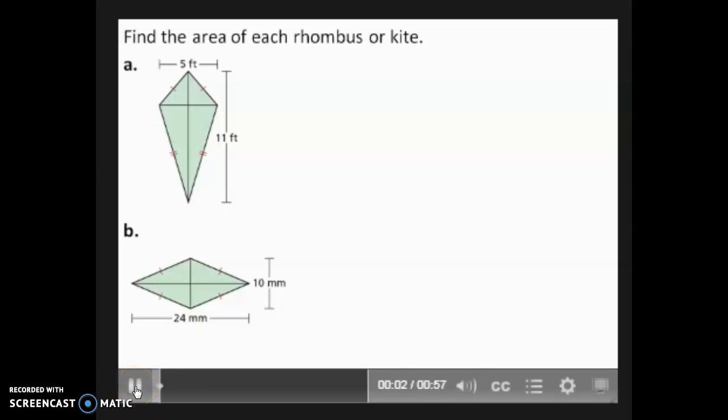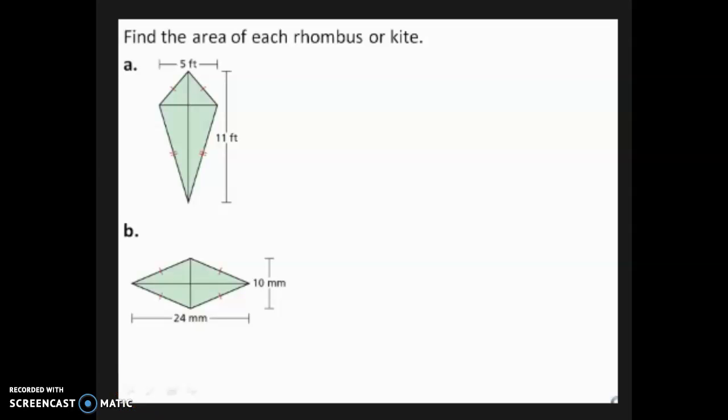Find the area of each rhombus or kite. Part A. So the equation to find the area of a rhombus or a kite is area equals 1/2 times d1 times d2, where d1 and d2 are the lengths of the diagonals. So substituting in the given information from the diagram gives that area equals 1/2 times 5 times 11.